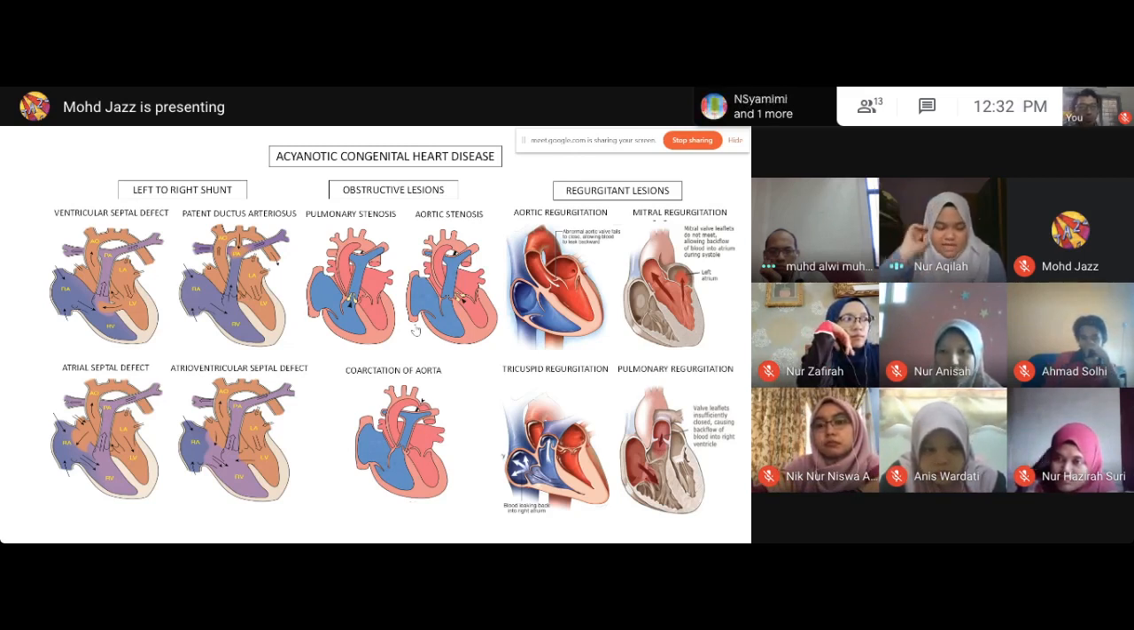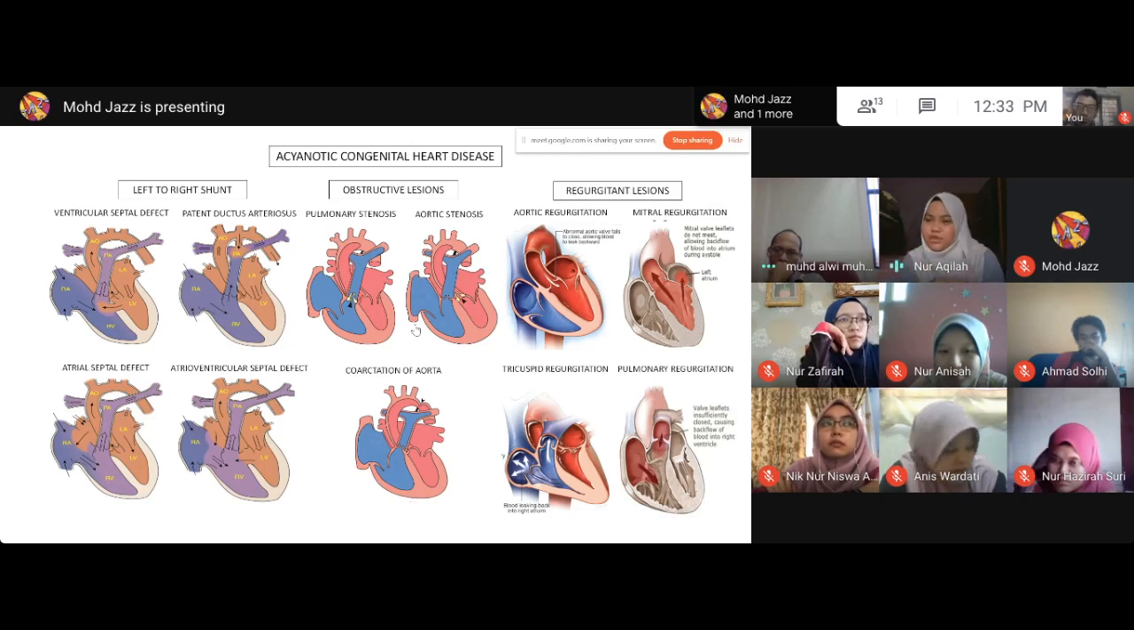And in preductal coarctation of aorta, as soon as the ductus arteriosus normally closes... Right after the baby is born, the pulmonary vascular resistance will start to reduce. And also, after some time, the ductus arteriosus will close.